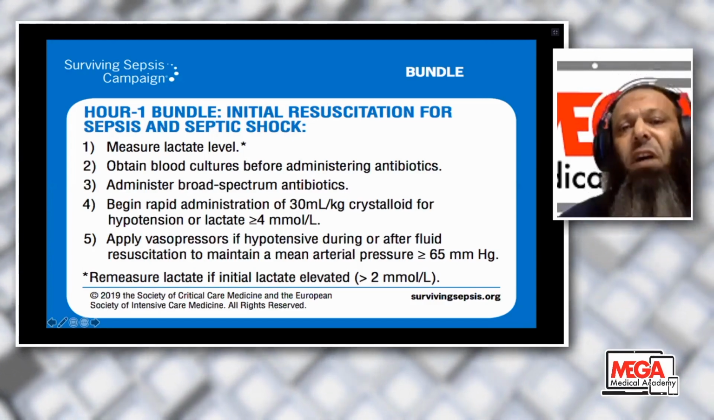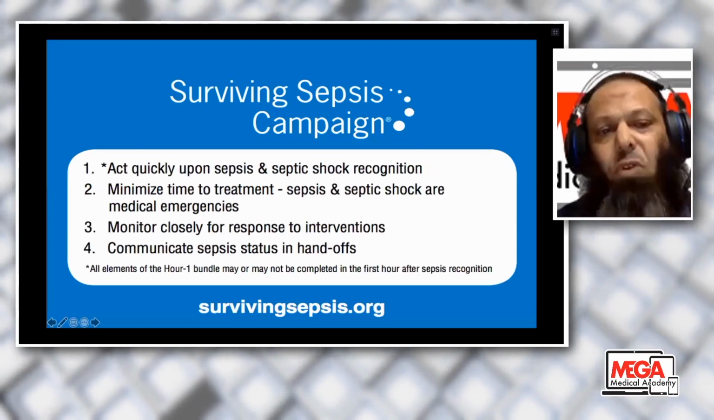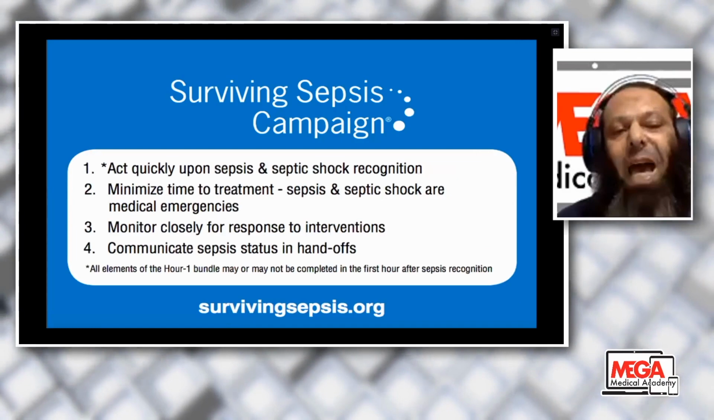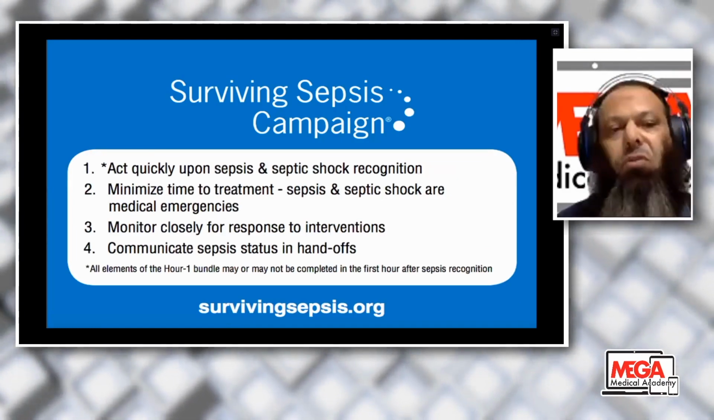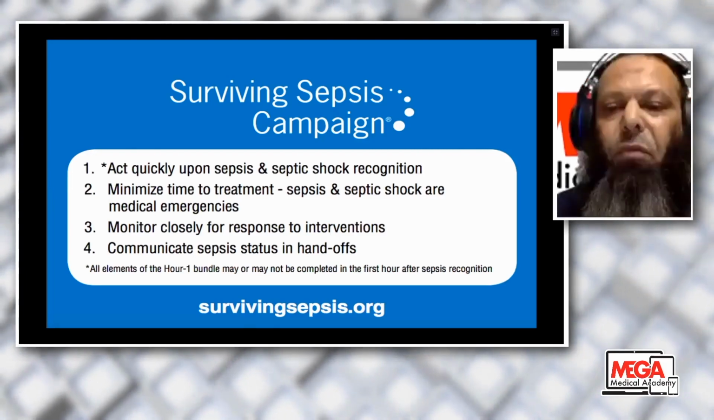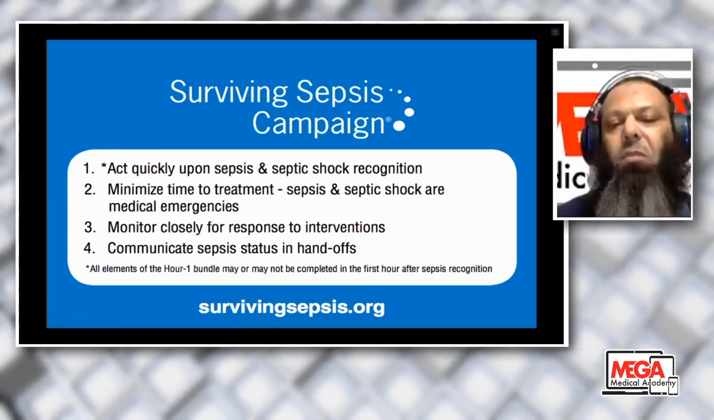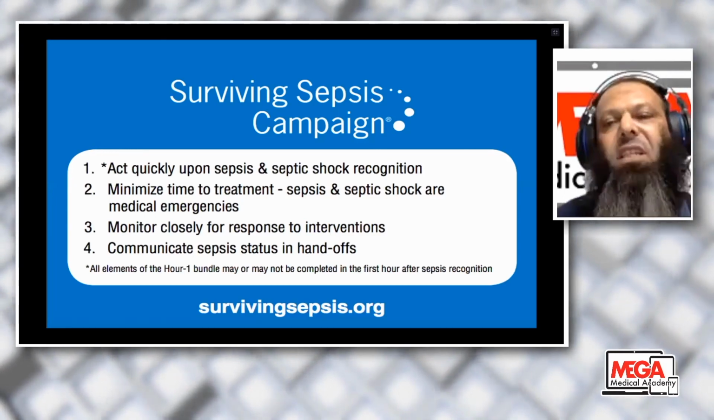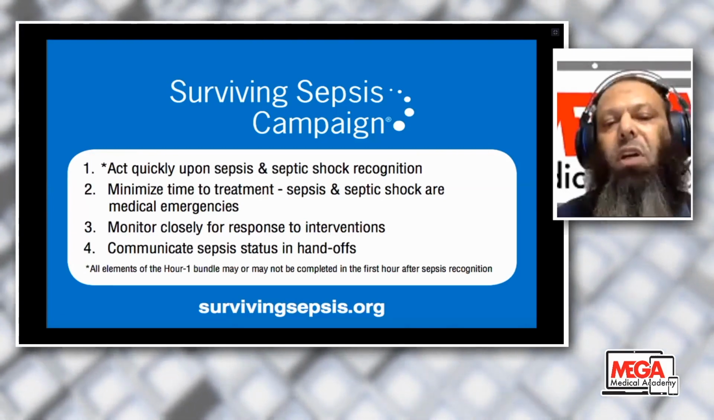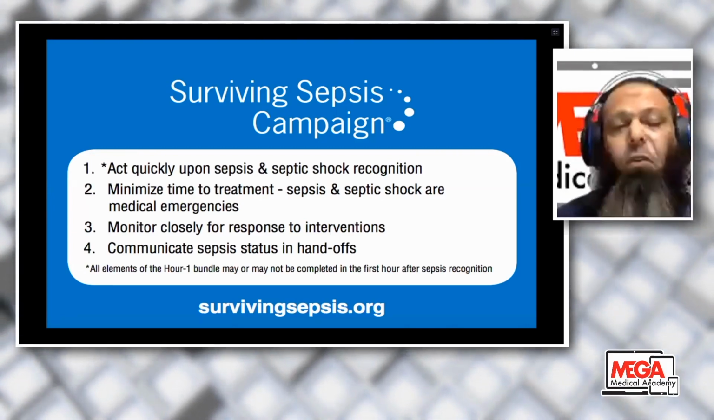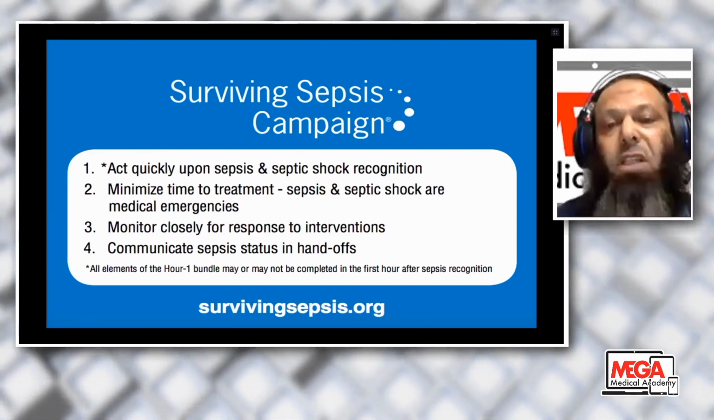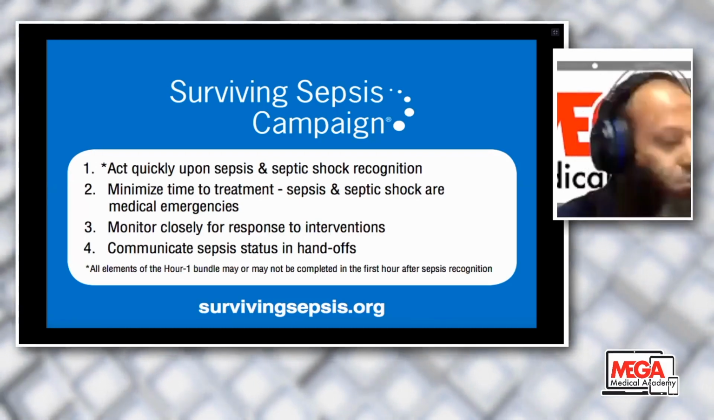So the messages from the Surviving Sepsis Campaign, as we all know, I would like to highlight those 4 pillars that you should act on upon sepsis recognition. Time is counting. Second, you have to minimize time to treatment in sepsis and septic shock, because both of them we call medical emergencies. So you should behave the same as you behave in trauma or STEMI or stroke. Third, you should monitor closely for response to intervention. And fourth, you should communicate the sepsis status in handoff to your colleagues and the multidisciplinary team.